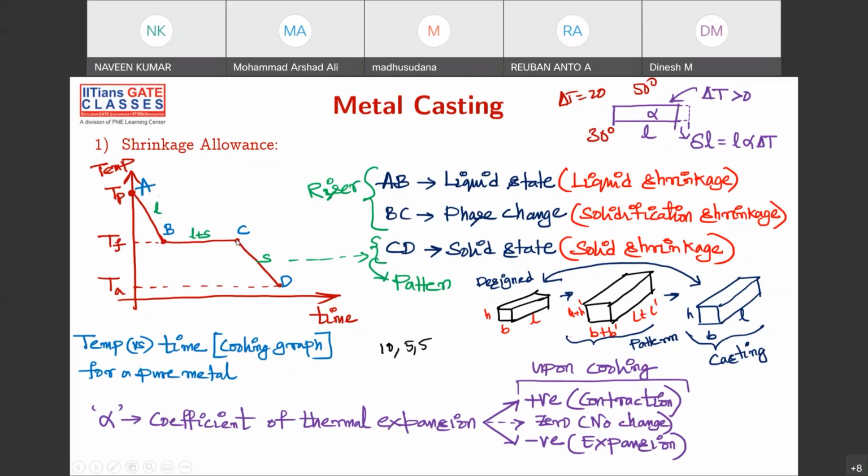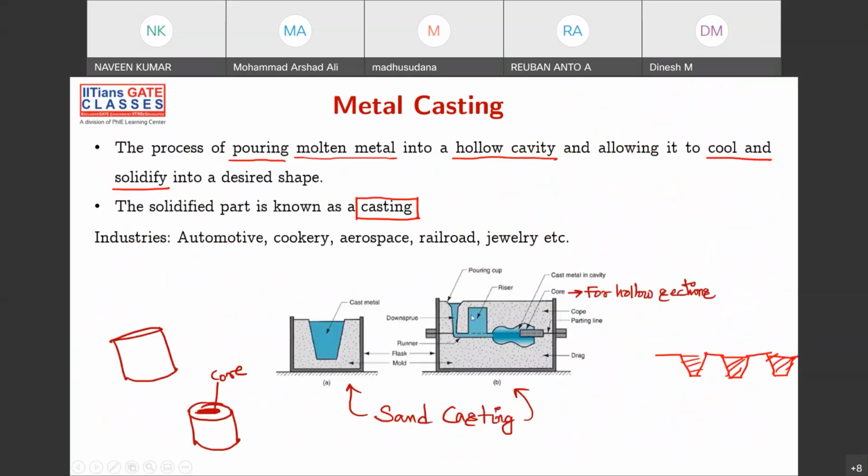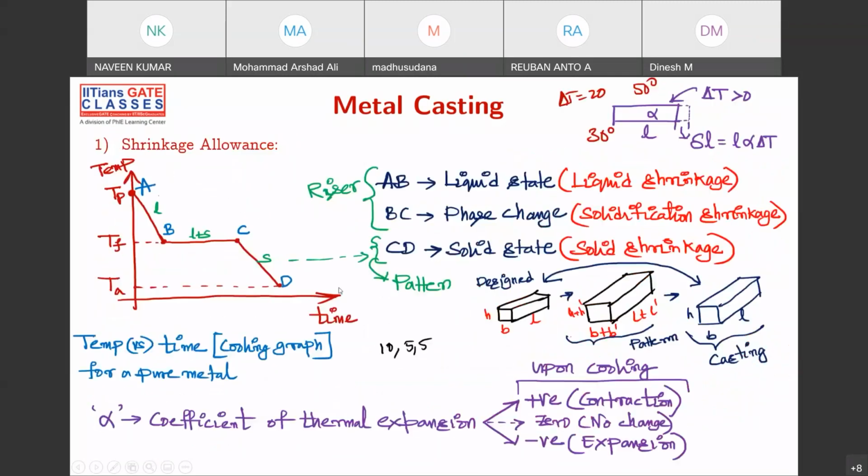But in the place of solid, you can't provide that liquid, because it has already solidified. So for A to B and B to C, as it is a liquid state, you have to have some extra liquid reservoir. This reservoir is known as a riser. When the contraction is happening in liquid state itself, that liquid will be happily compensated by the riser. But in solid state, it is not possible, and that is where the pattern comes into the picture.